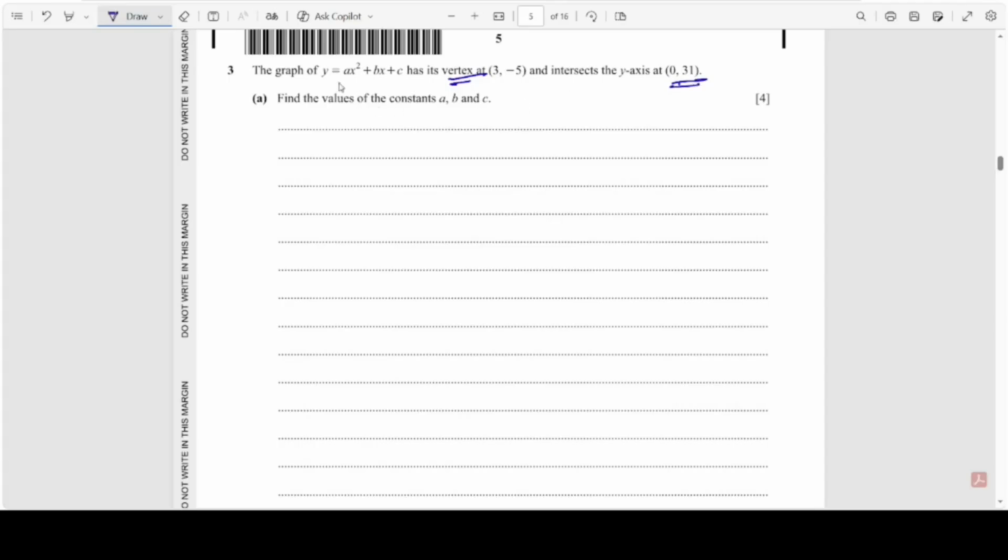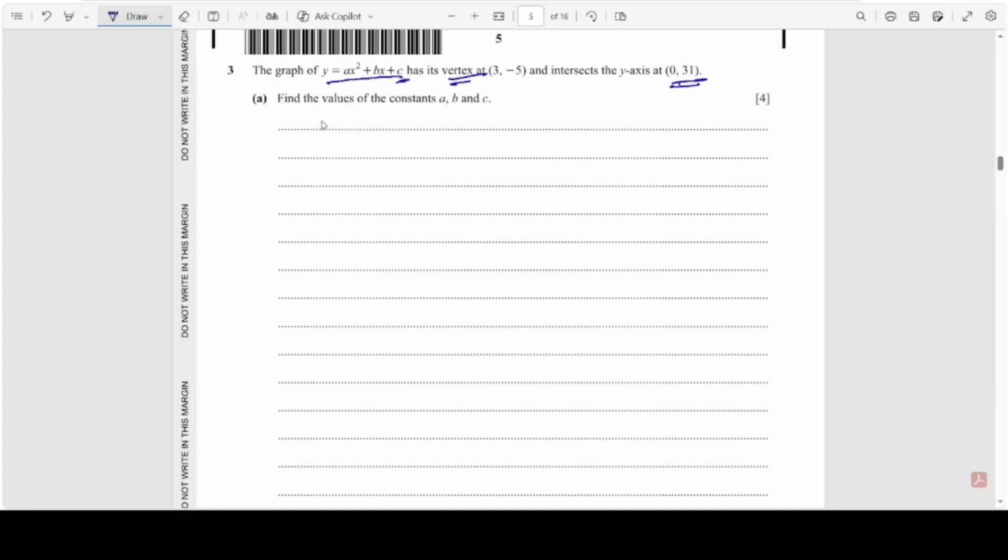And from this equation, y equals ax squared plus bx plus c, c is called the y-intercept. So we see that the value of c is 31. In other words, we're going to replace x by 0 and y by 31 and then find out what c is going to be. So you can just try to do that.